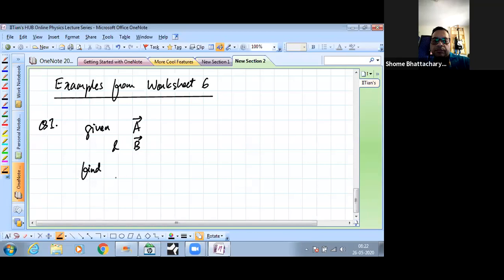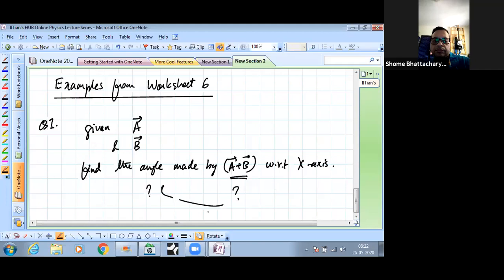the angle made by A plus B with respect to the x-axis. So what we have to do in this question is first find this vector. We have to find how much this is, and then from that we have to find what this angle is with respect to the x-axis. For that, we have to express the direction cosine with respect to the x-axis, cos alpha.